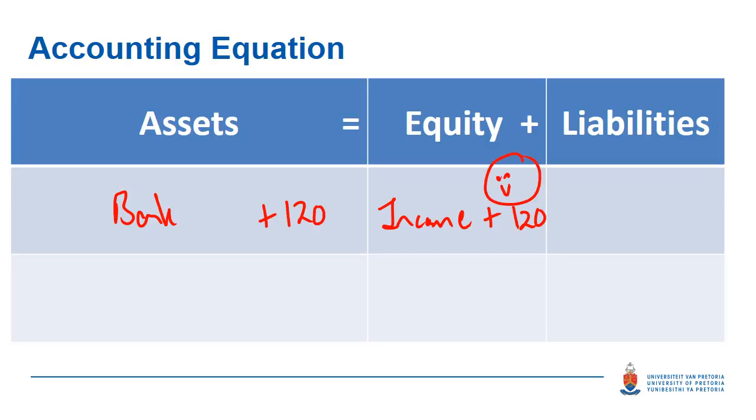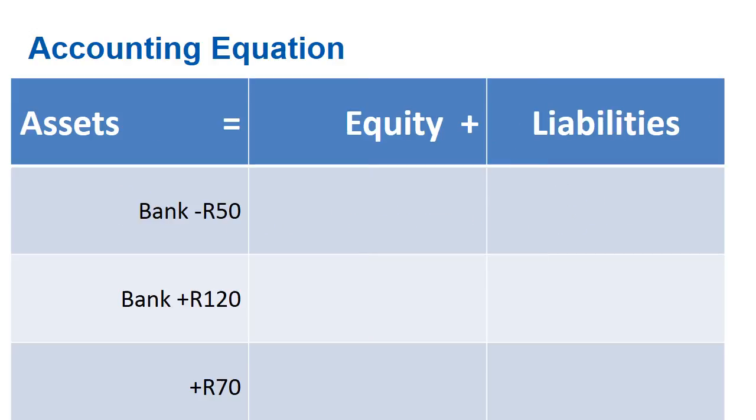And in this case, there's no effect on liabilities. So we see that assets, the bank balance, increased by 120 Rand and equity has increased by 120 Rand worth of income. So the left and right sides are equal.